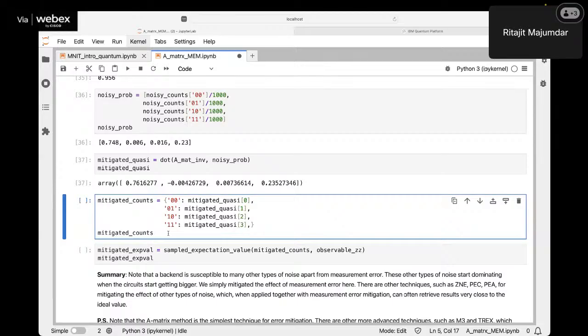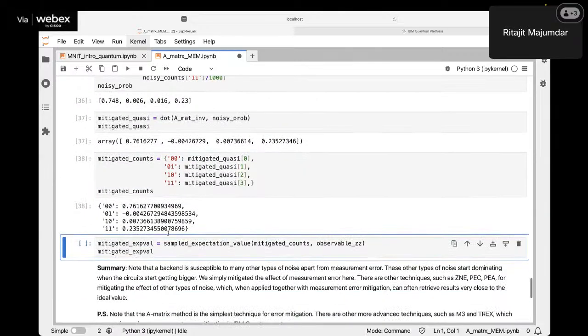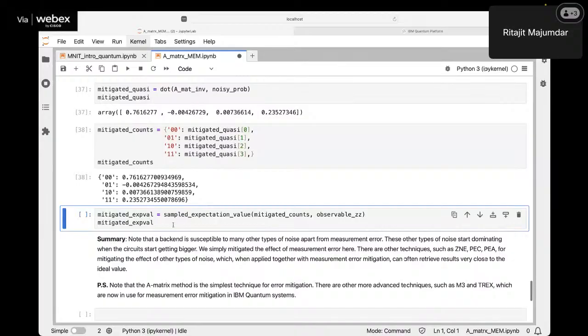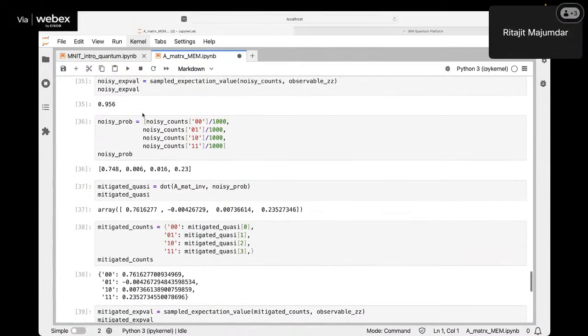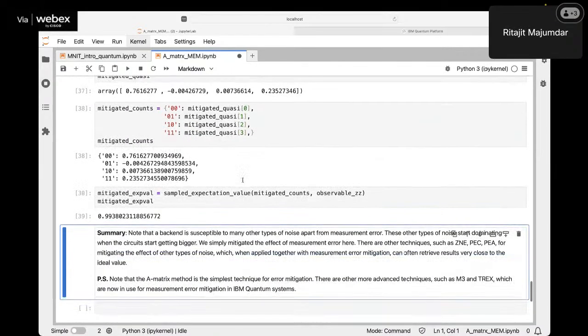I'm just representing it now as a dictionary. This is my mitigated count, and my sampled expectation value is 0.993. Better than 0.956, because the ideal expectation value was 1.